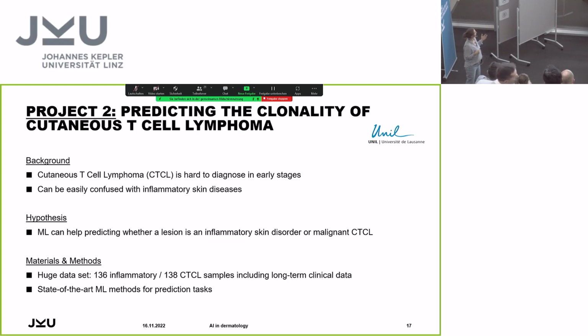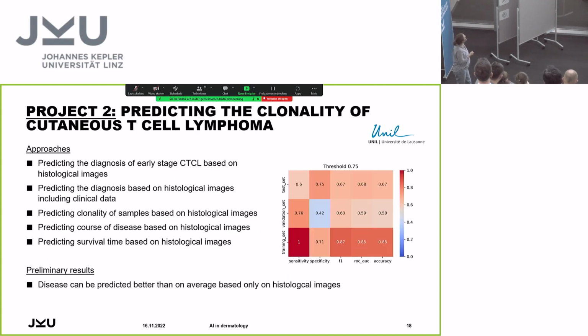So we hypothesized that machine learning can help to predict whether a lesion is inflammatory or malignant. For this project, we have a huge data set, for this kind of data, of almost 300 whole slide images, including very long-term clinical data over mostly 10 years at least. And we use different machine learning methods for predicting different things.